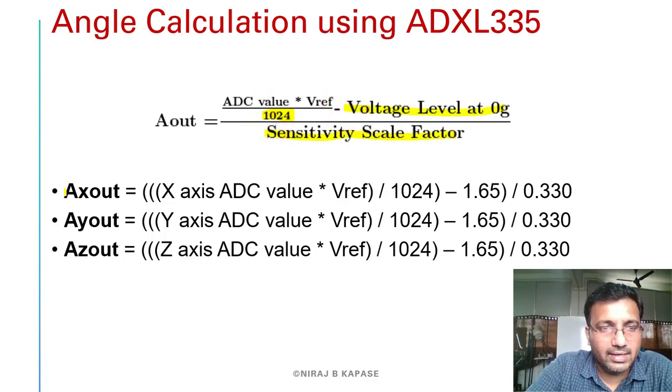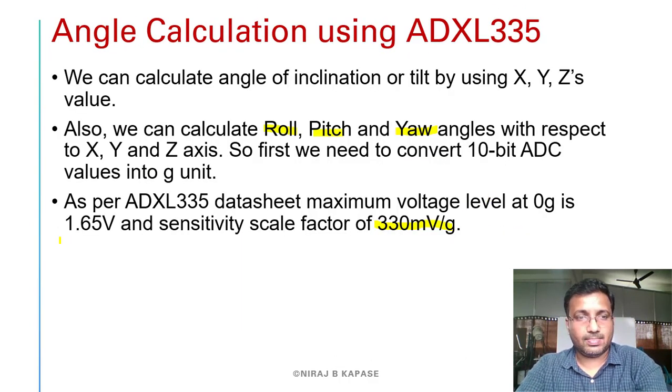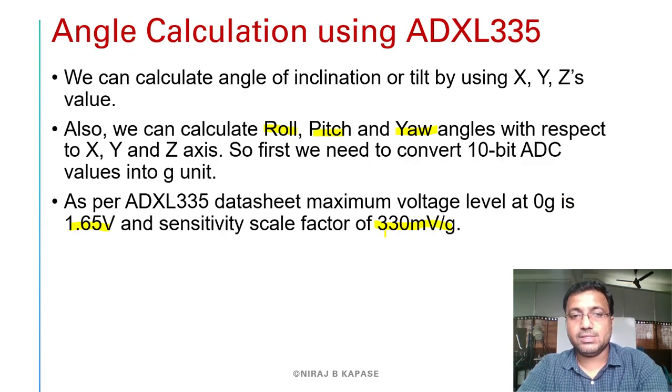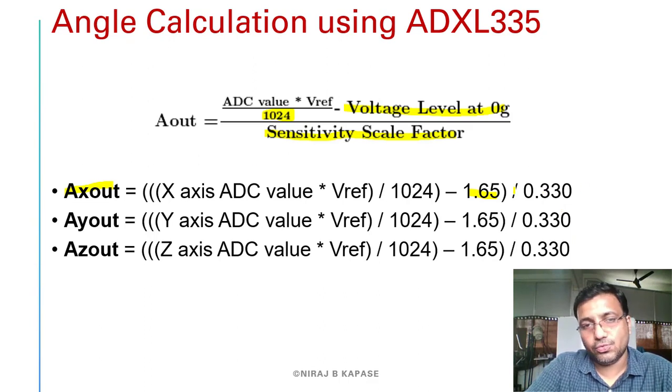Okay, so we'll get AX out is equal to X axis ADC value multiplied by V reference divided by 1024 minus 1.65. This 1.65 comes from here. For 0G, the voltage is 1.65, divided by 0.330. Okay, 0.330 is the sensitivity scale factor. So we need to convert like this. AX out will be by using this particular formula.